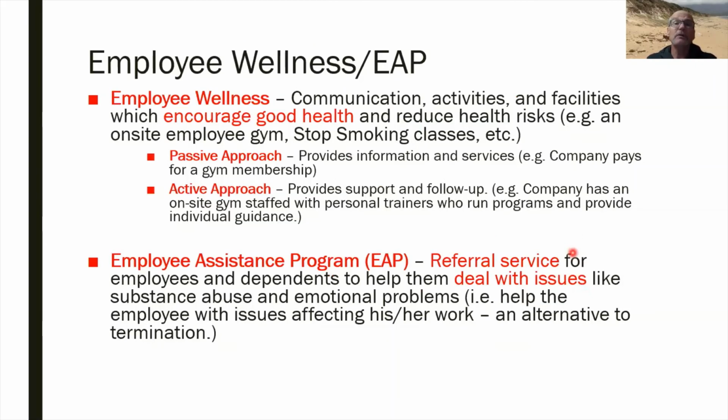Okay, what else have we got here? Employee wellness and employee assistance plan here. Most of the stuff we've talked about so far with health and safety has dealt with prevention or dealing with accidents. The whole idea of employee wellness, these are activities that actually are more preventative, right? So communications, activities that facilitate and encourage good health. An example might be an online or on-site employee gym or stop smoking classes or things like that.